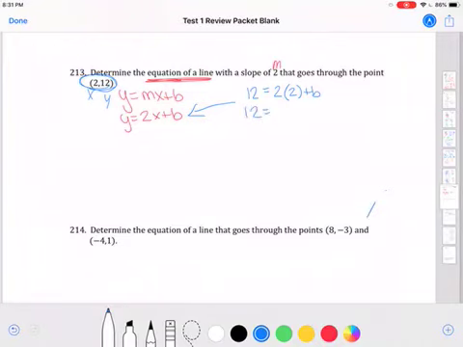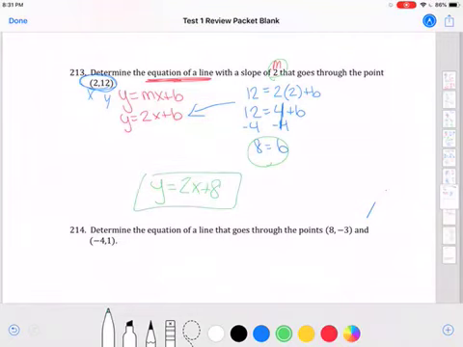Okay, so 12 comes down. I'm just going to math this out. 2 times 2 is 4, and then the plus b carries down. To get b by itself, I get rid of that +4 by subtracting it to the other side, and I get that b is 8. So now that I have m and I have b, I'm going to write out that final answer in y equals mx plus b form as y equals 2x plus 8.